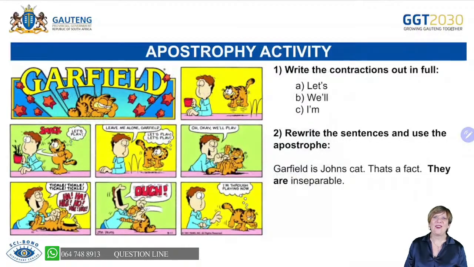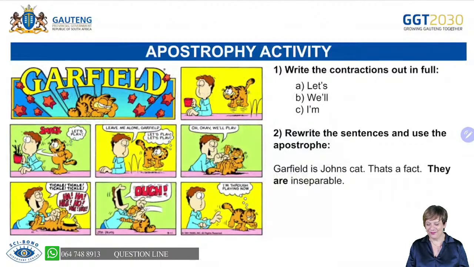Here's a nice quick apostrophe activity. Let's quickly do it. So we've got Garfield. Let's write the contractions out in full. Let's. So Garfield says, let's play, let's play, let's play. So let's is let us. Number B, we'll, is of course we will. And I'm is of course I am.